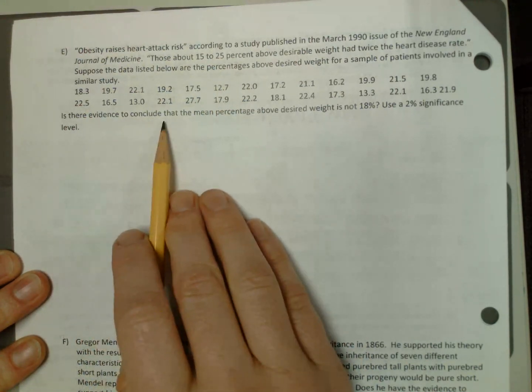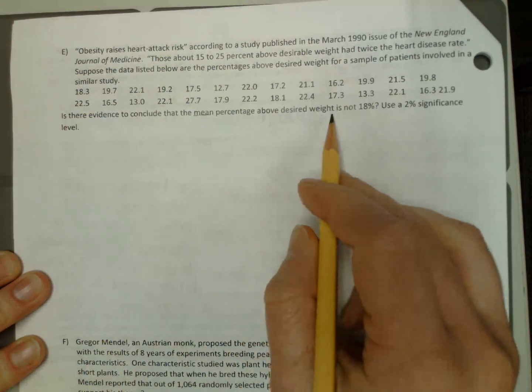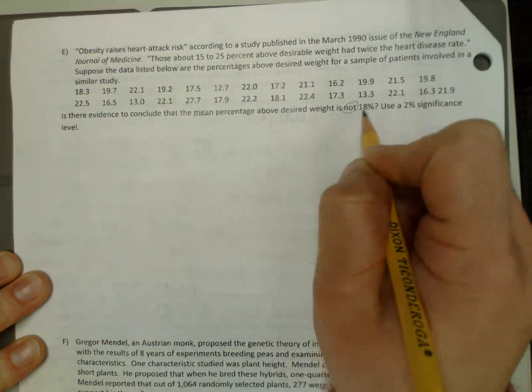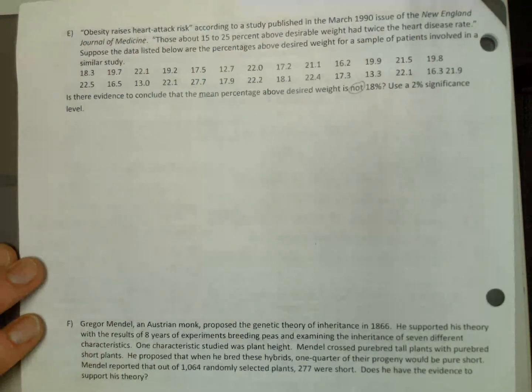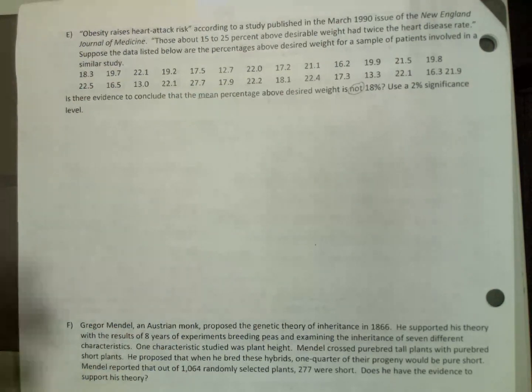Is there evidence to conclude that the mean, that's important, mean percentage above desired weight is not 18%? We're going to come back to that, is not 18%. Use a 2% significance level. Okay, lots of things here that we haven't seen happen before, but the general premise is still the same. We're studying a claim about the mean, trying to prove whether that claim is true or false, okay?